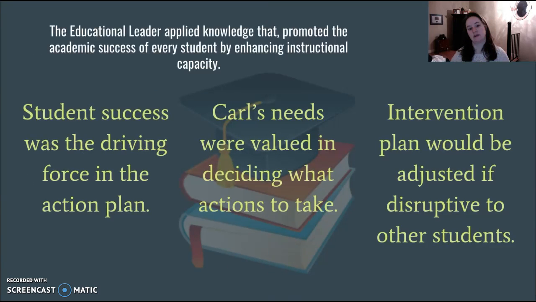My category 5, reflection on standard 2. How I promoted academic success and enhanced instructional capacity. Students were the driving force here. We want to provide for Carl's needs. Students were valued in deciding what actions to take and what the action plan would be. Also, the intervention plan, if Carl's behaviors are affecting any of the other students negatively, will be adjusted and looked at.